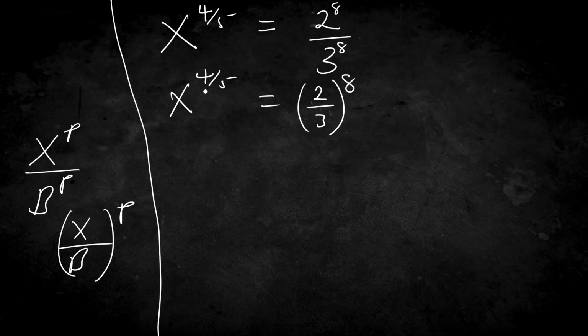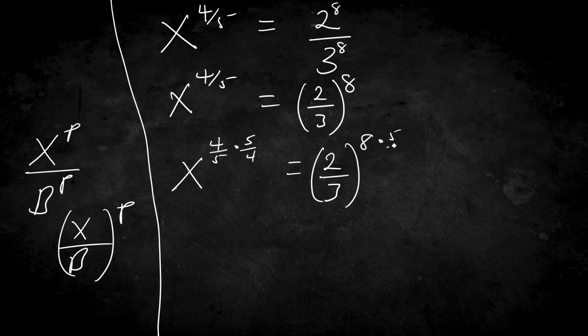Now we need to solve for x, so let's dissolve the power here. The power here is 4/5, so we can dissolve it by multiplying both sides by the opposite of this. So this side will be 5/4 times 5/4. So this one will cancel, this one cancels.